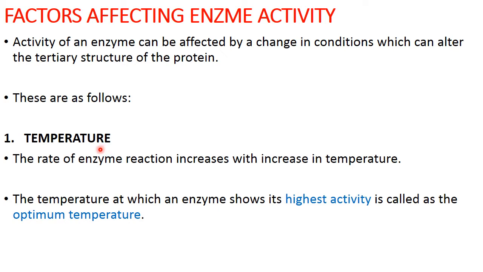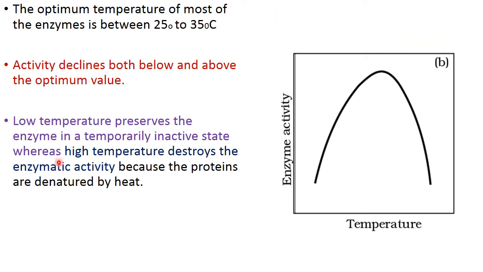So temperature, if we increase the temperature, the rate of enzyme reaction will increase. But there is an optimum temperature at which the enzyme is going to show the highest activity. So the temperature at which an enzyme shows the highest activity, what do we call that? Optimum temperature. And the optimum temperature, what is the range? Between 25 degrees to 35 degrees Celsius.